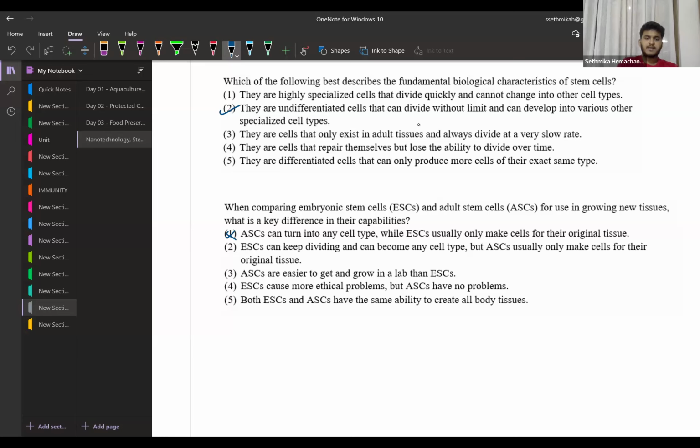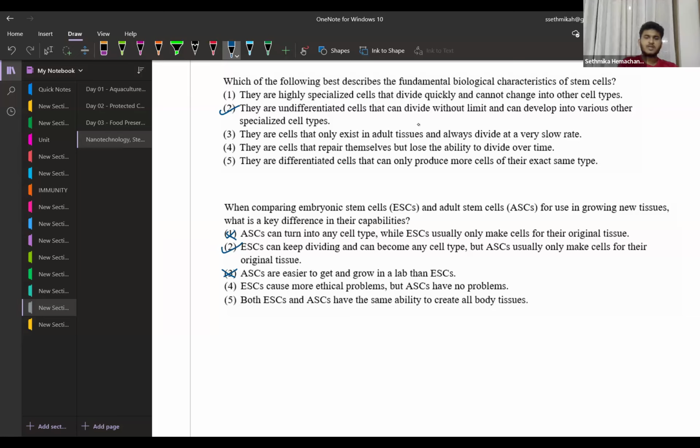Embryonic stem cells can keep dividing and become any cell type, but adult stem cells usually only make cells for their own original tissue. Yes, that's correct. They remain faithful to their origin. Adult stem cells are easier to get and grow in the lab than embryonic stem cells. No, that's wrong. Embryonic stem cells are much easier.